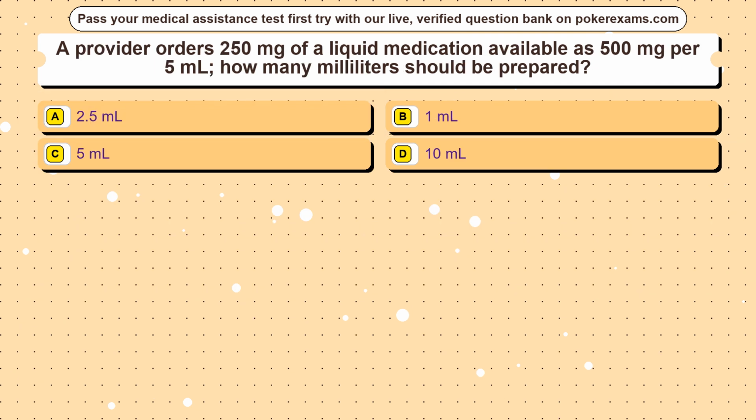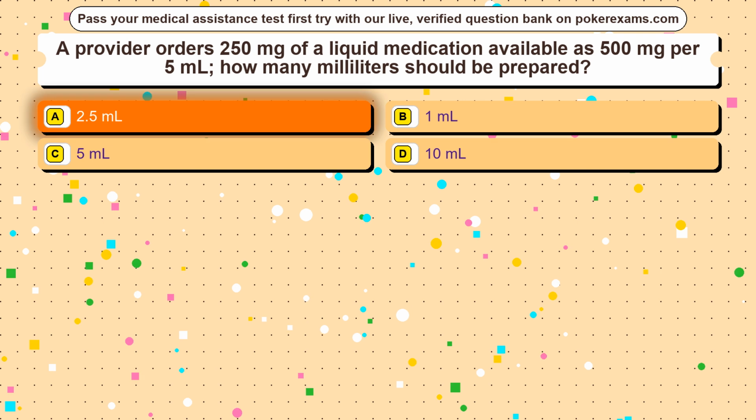Question 33. A provider orders 250 mg of a liquid medication available as 500 mg per 5 ml. How many milliliters should be prepared? Option A, 2.5 ml. Option B, 1 ml. Option C, 5 ml. Option D, 10 ml.